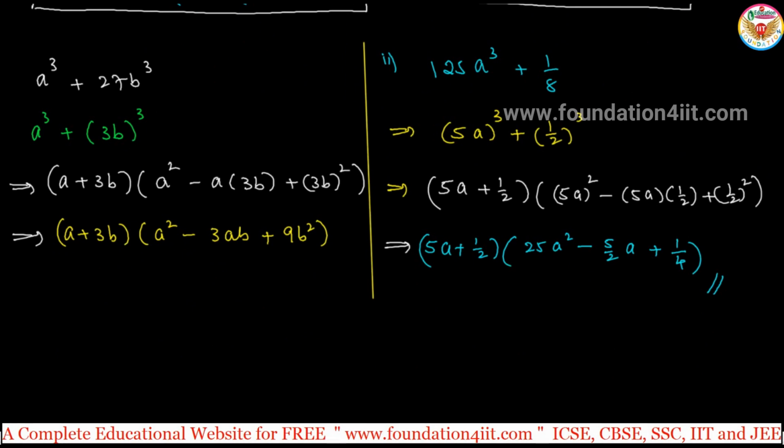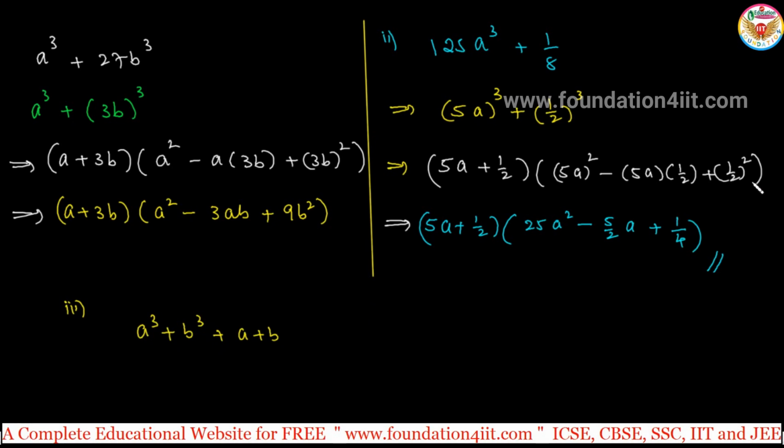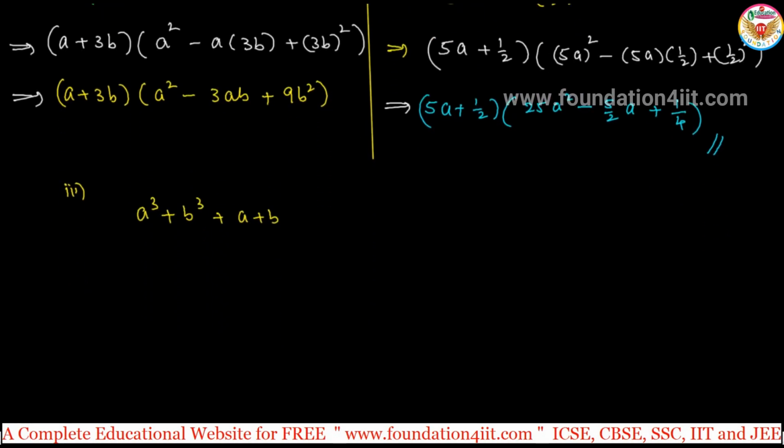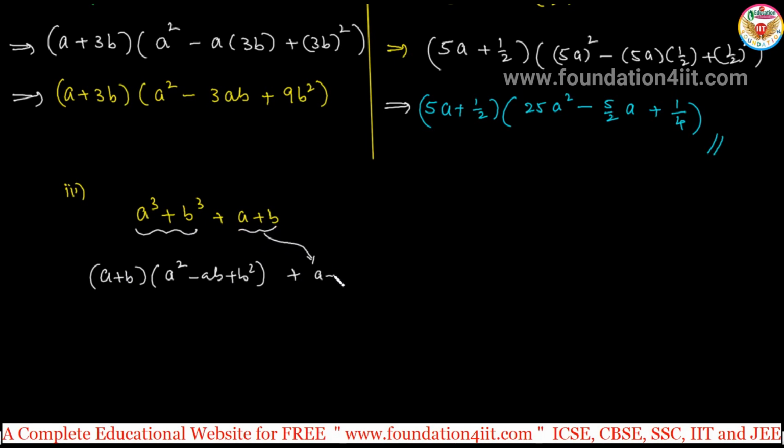If they give combination questions, for example, factorize a cube plus b cube plus a plus b. So there are cubes, you observe. First a cube plus b cube. Up to here we can apply the formula. That is a plus b into a square minus ab plus b square. Okay, up to here. Plus again this part is as it is, a plus b.